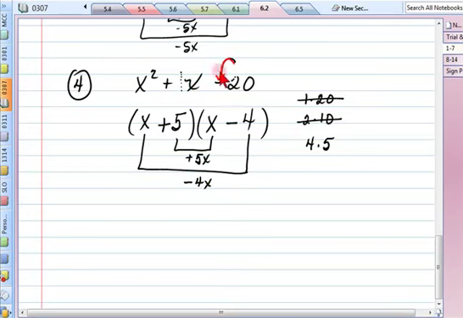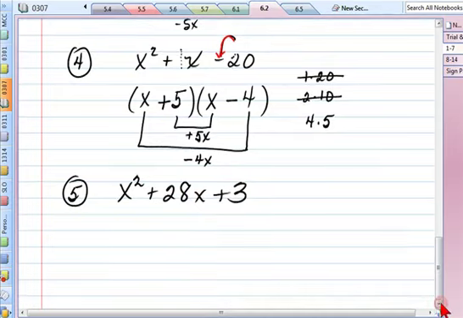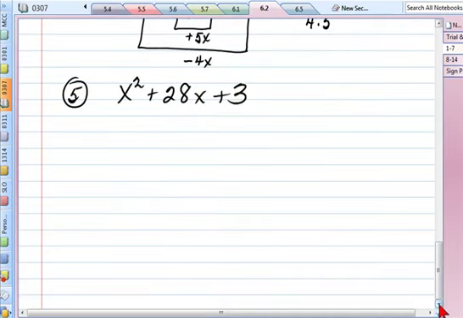I personally think it's a little more challenging when that last sign is negative. You have a little bit more to think about. Let's look at number 5. Let's suppose I have x squared plus 28x plus 3, and I ask you to factor that. All right, is there a common factor? No. It's a trinomial, so here we go with trial and error.